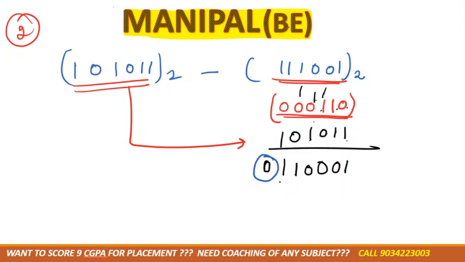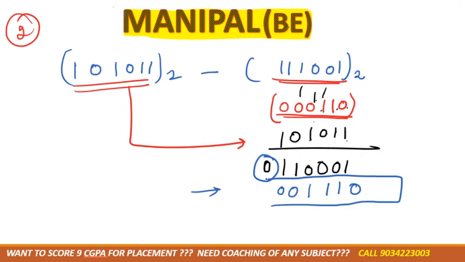So basically, now we take the one's complement of the resultant. There is no carry, so again we need the one's complement of the result. That would be this, our final answer, as you can see over there.